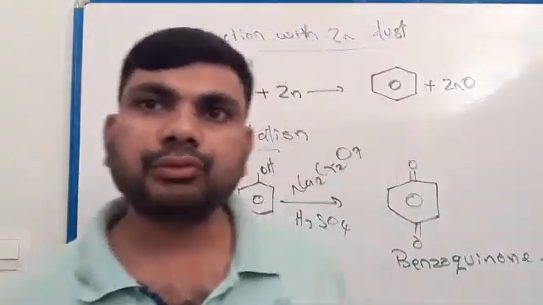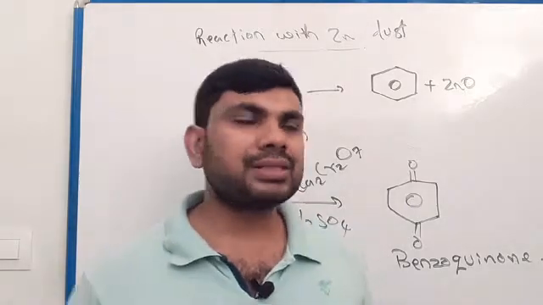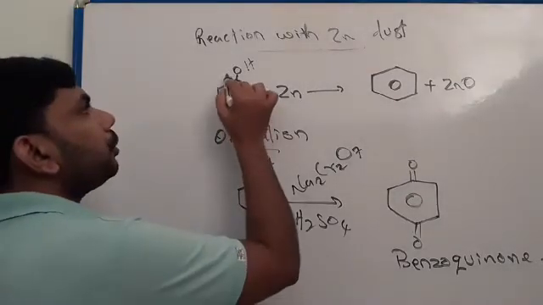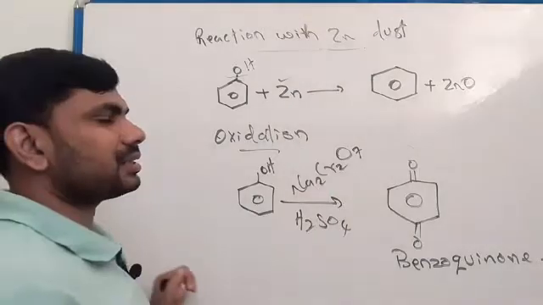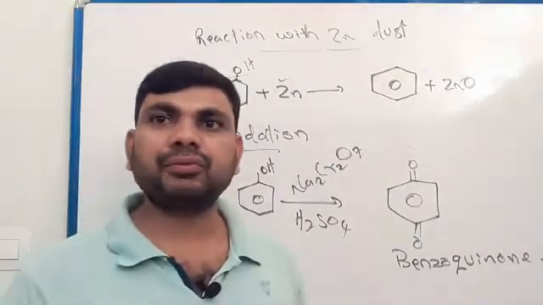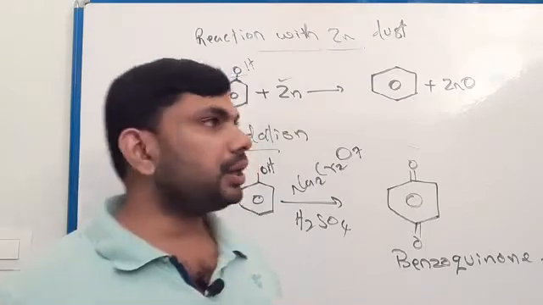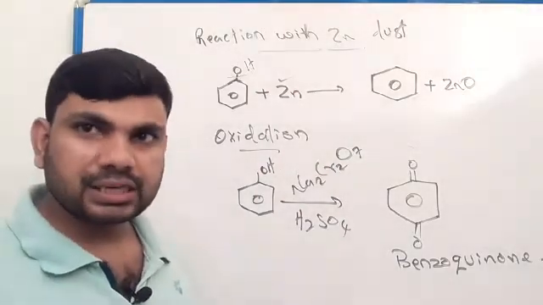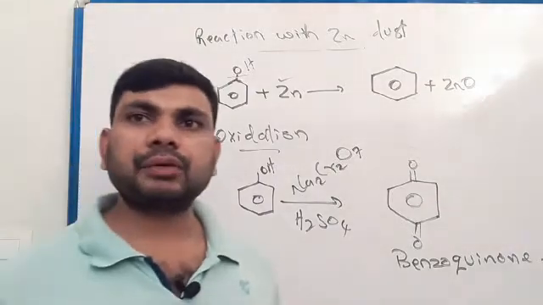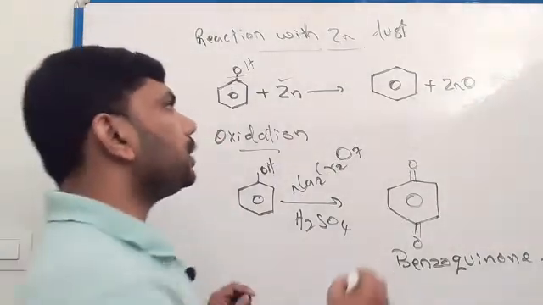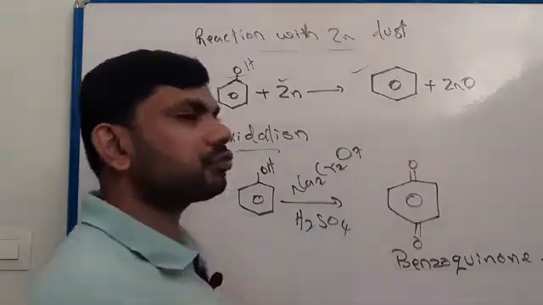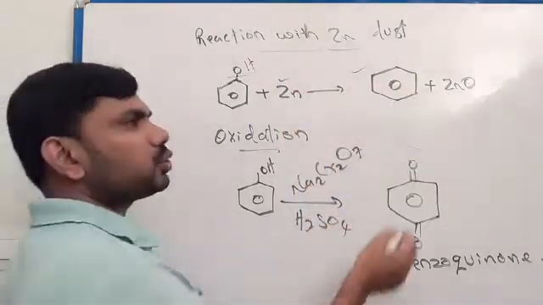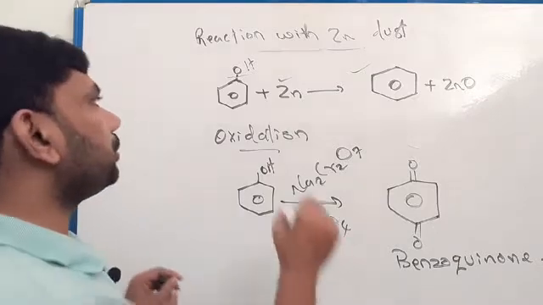Next we have to discuss phenol reacting with zinc dust. We already discussed that in phenol, carbon-oxygen bond breaking takes place in presence of zinc dust. So when phenol reacts with zinc dust, benzene will be formed. You can convert phenol to benzene after treating with zinc dust, zinc powder. Here zinc will be oxidized to zinc oxide. This is one chemical reaction of phenol.